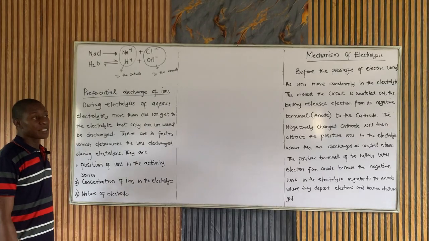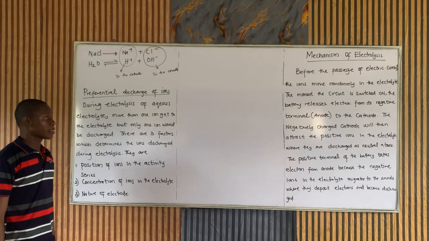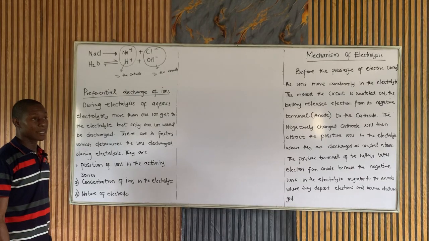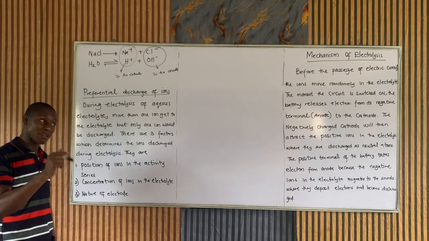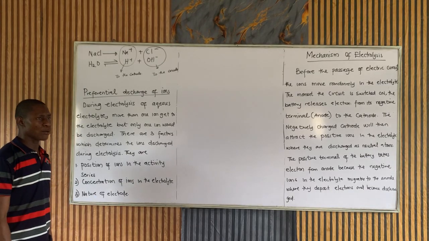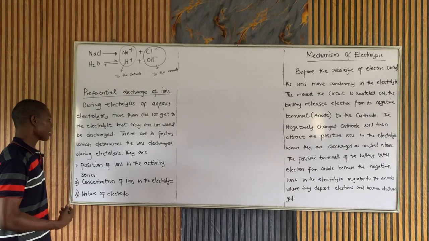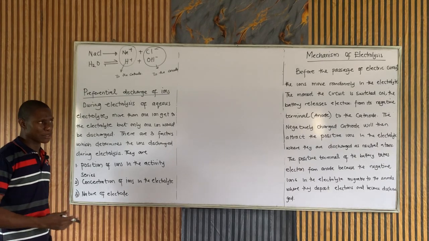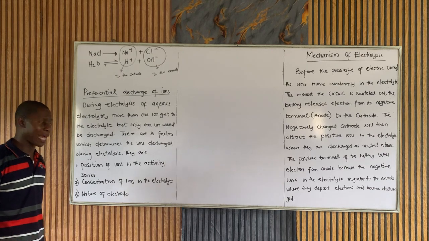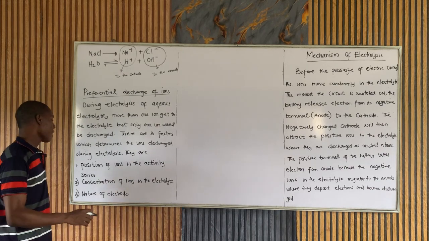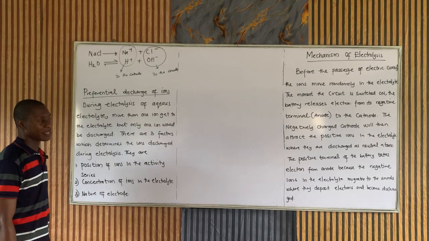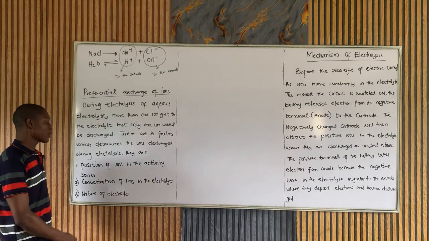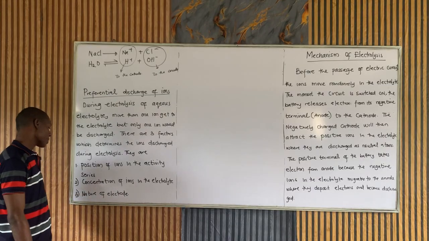During electrolysis of aqueous electrolytes, more than one ion gets to either the cathode or the anode, and only one ion eventually will be discharged. So there are three factors which determine which of these ions will be discharged. Those factors are: 1, the position of ions in the activity series; 2, concentration of ions in the electrolyte; and 3, nature of electrode.